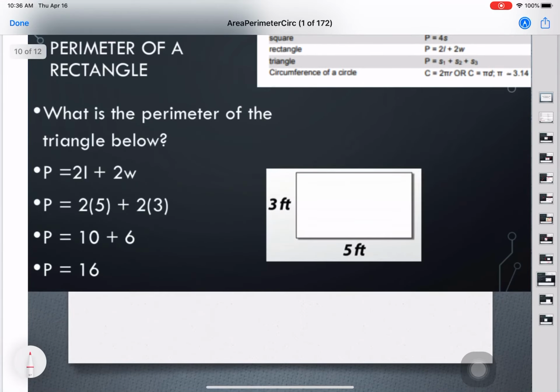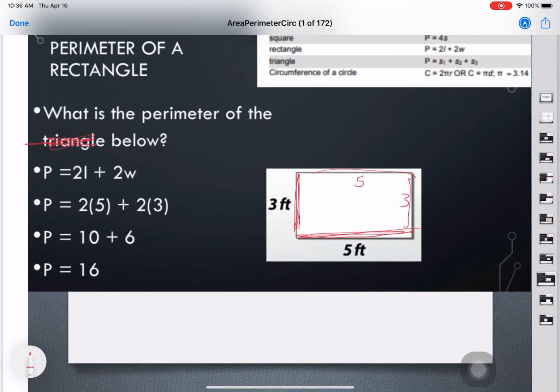The next one is the perimeter of the triangle. Oops, should be rectangle. Sorry. The rectangle below. So the trick where people get really messed up on this one is they give you two lengths. This is a 3 and this one's a 5. Well, don't forget that this side's also a 3 and that side's also a 5. So you could just say it's 3 plus 5 plus 3 plus 5.